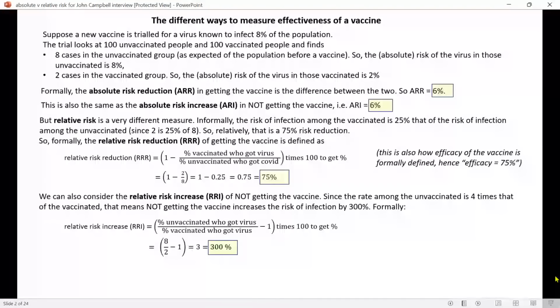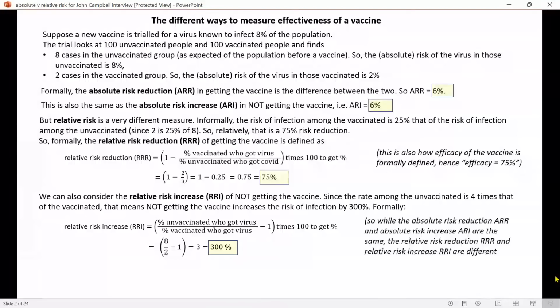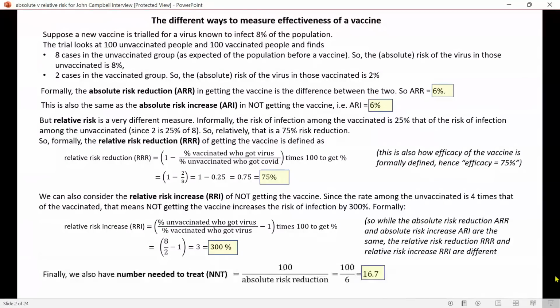So we've now got 4 different measures of risk, but there's another one which in many cases is more intuitive, and that's the number needed to treat. So for the number needed to treat, we're asking how many people do we need to treat, in this case with this vaccine, in order to have one person being stopped from getting infected. And that's simply defined as 100 divided by the absolute risk reduction, which is 100 over 6, which is 16.7. So we need to treat 16 or 17 people in order to get one person to avoid one infection, using this particular vaccine.